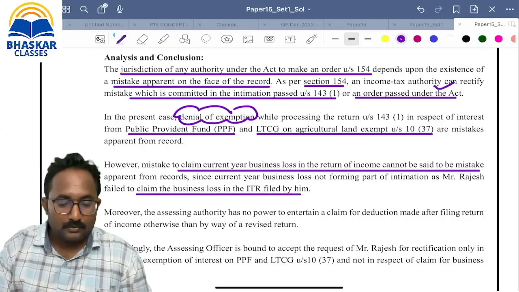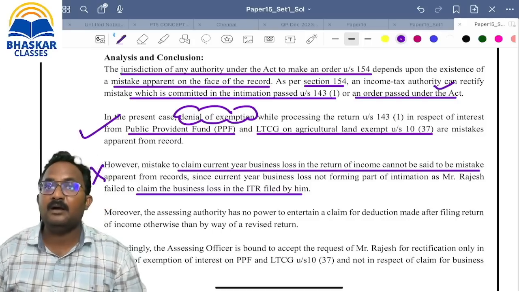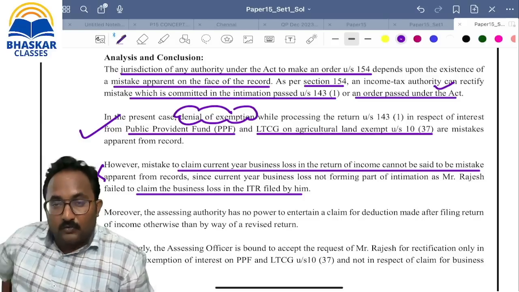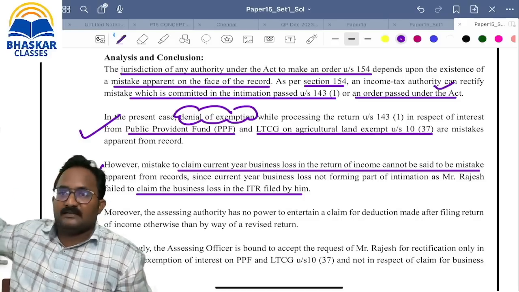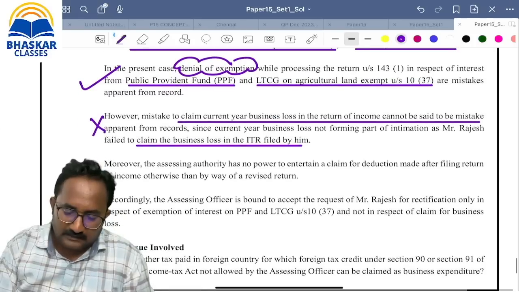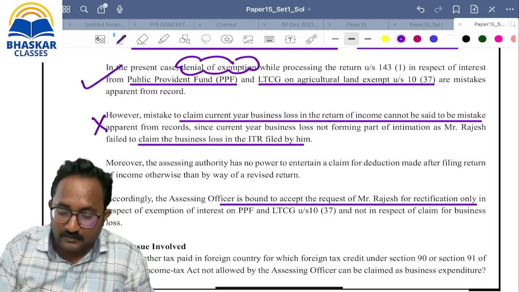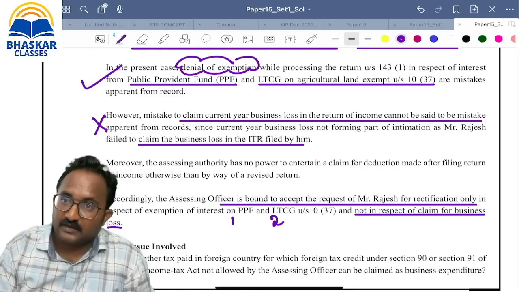Within the time limit, we can't rectify this mistake. Only one mistake we can rectify: denial of an exemption. The loss return you have to file within the time limit. You have not filed that, and in that return you have also not mentioned the current year loss. Now the assessing officer is bound to accept it. Required rectification only we can do with respect to these two. Current year business loss related, we can't do any rectification.